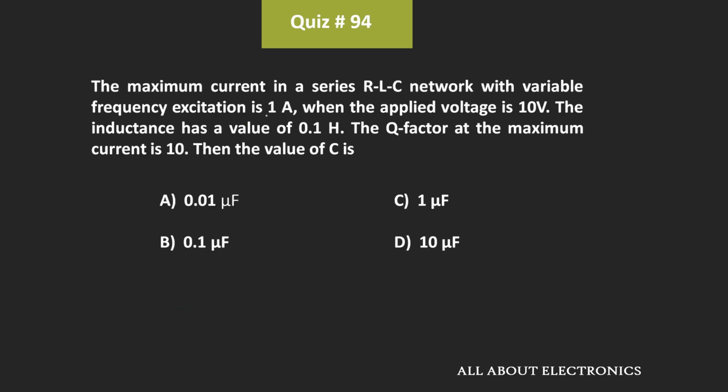Now in this third question, we have been given the series RLC circuit and it is excited with the variable frequency. Now here we have been given that when the applied input voltage is equal to 10 volt, then the current flowing through the circuit is maximum, and this maximum current is equal to 1 ampere. And we have also been given that when the current is maximum, then the Q factor of the circuit is 10. So here we have been asked to find the value of the capacitor.